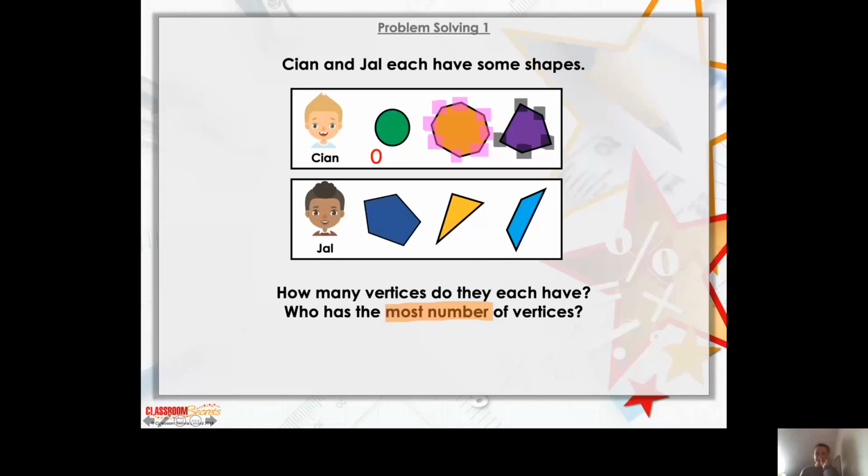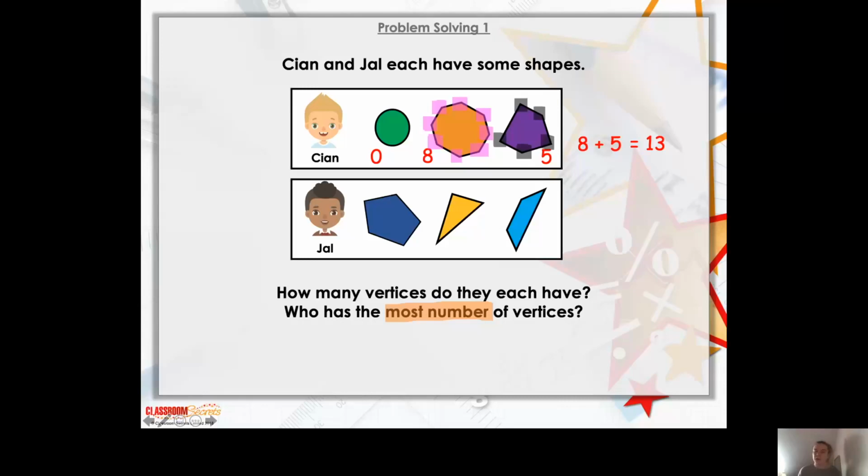Okay, Year 2. So let's first of all add up Kian's vertices. So he had 8 on his first and he had 5 on his second. Now 8 plus 5 equals... let's try it. 9, 10, 11, 12, 13. So therefore, Kian has 13 vertices in total.